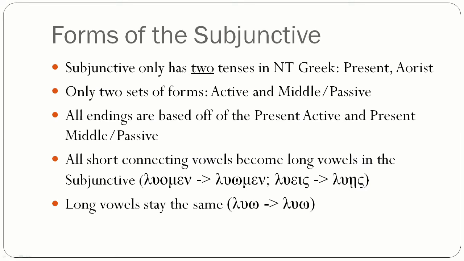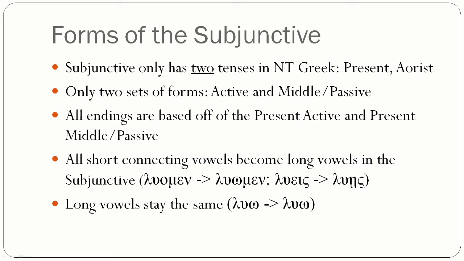in other moods, like the infinitive and the participle, the subjunctive only has two sets of forms that we have to be concerned about. You have the present and the aorist, and then I put here only two sets of forms, the active endings and the middle passive endings. They are exactly the same.